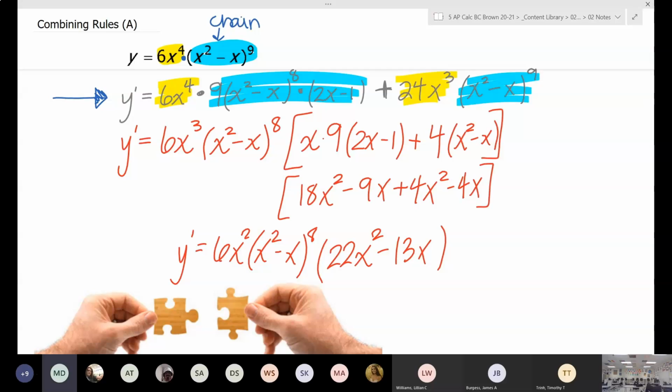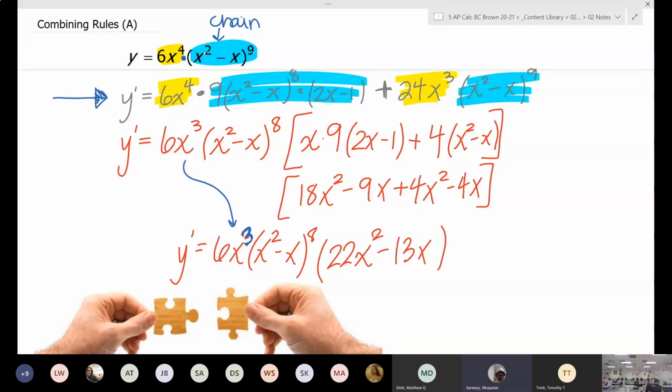Is that supposed to be 6x cubed? Probably. Oh yeah, it helps if I carry down what I did. Yes, thank you, Matthew. Any other questions, or hopefully not corrections?